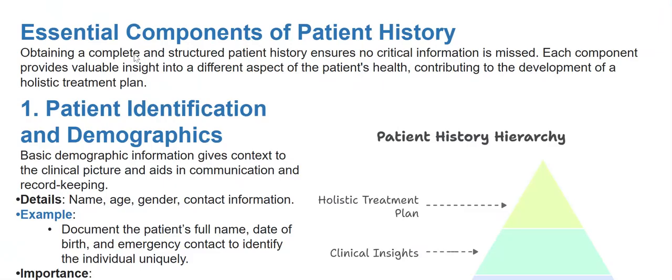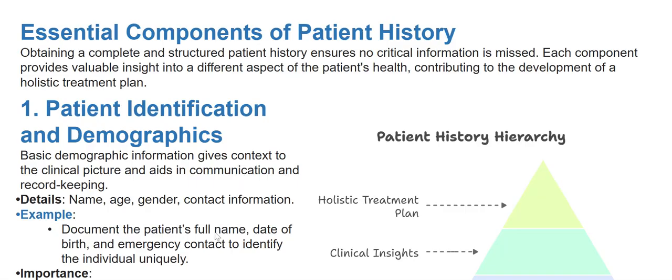Key points: essential components of patient history. Obtaining a complete and structured patient history ensures no critical information is missed. Each component provides valuable insight into a different aspect of the patient's health, contributing to the development of a holistic treatment plan. Patient identification and demographics. Details like name, age, gender, contact information. So, basic demographic information gives context to the clinical picture and aids in communication and record keeping.